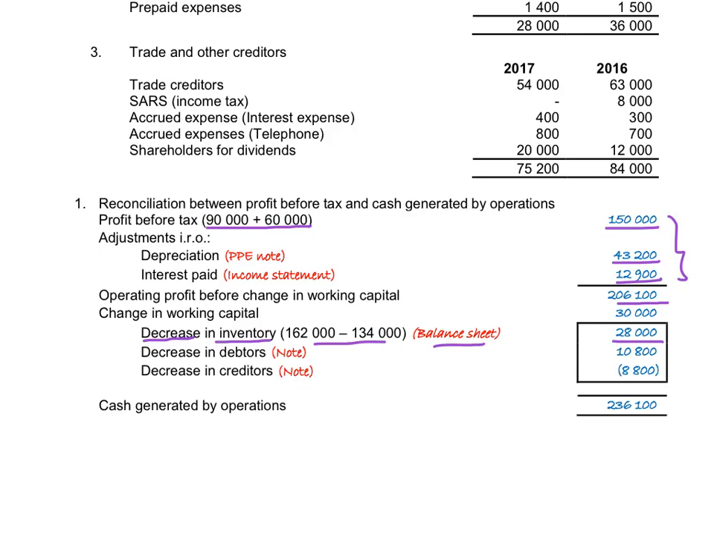Okay, for the debtors and the creditors, we have to go to the note to see what is the total amount and then determine what is the difference between the current year and the previous year.